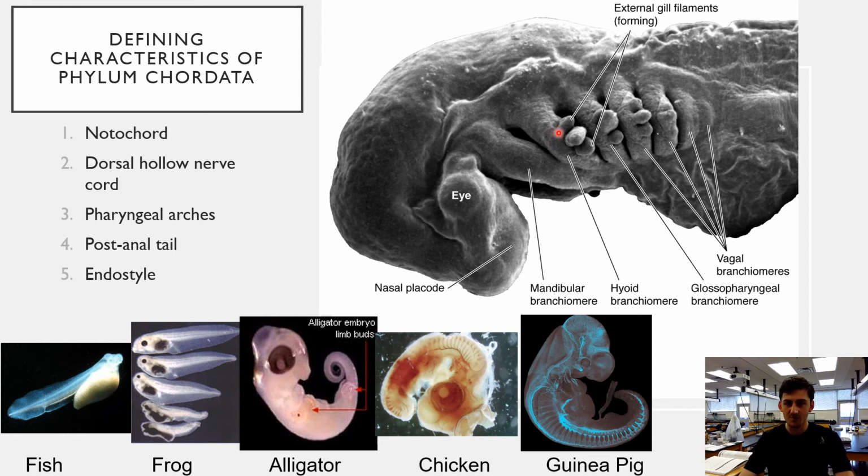We even have a postanal tail very early on during our development, but after a while, there's a regulatory gene that basically stops the production of that tail, and so that's why we don't walk around with a tail. In almost all vertebrates, that endostyle is modified into the thyroid gland. So in humans, we have thyroids, and those regulate the chemicals or hormones inside of our body.